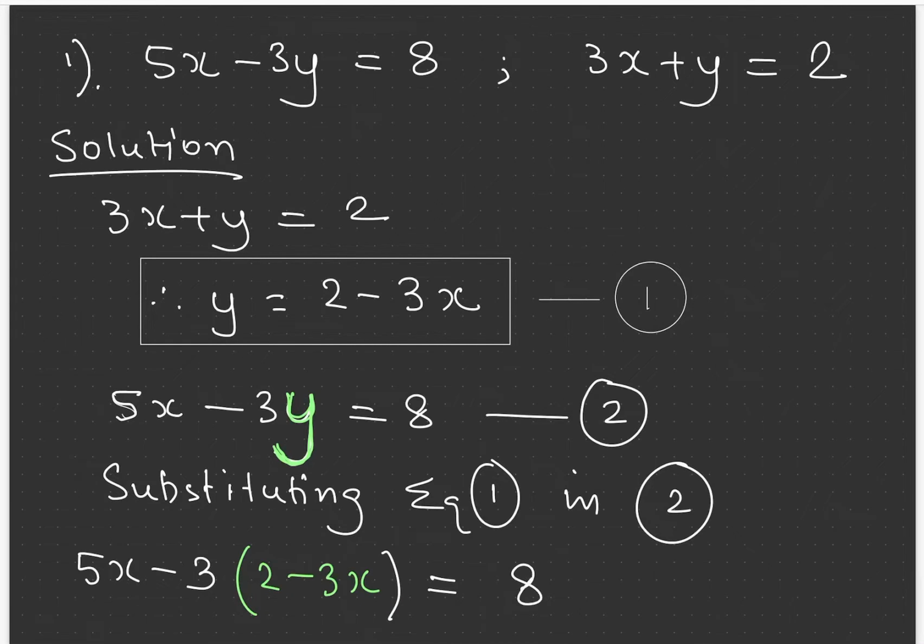Clear? Instead of y, I've written 2 minus 3x. Now I have to solve this. So open the brackets here. When you open the brackets, you get 5x, minus 3 into 2 becomes 6. Minus into minus. Minus 3 into minus 3x. Minus into minus becomes plus. So minus 3 into minus 3x becomes plus 9x.